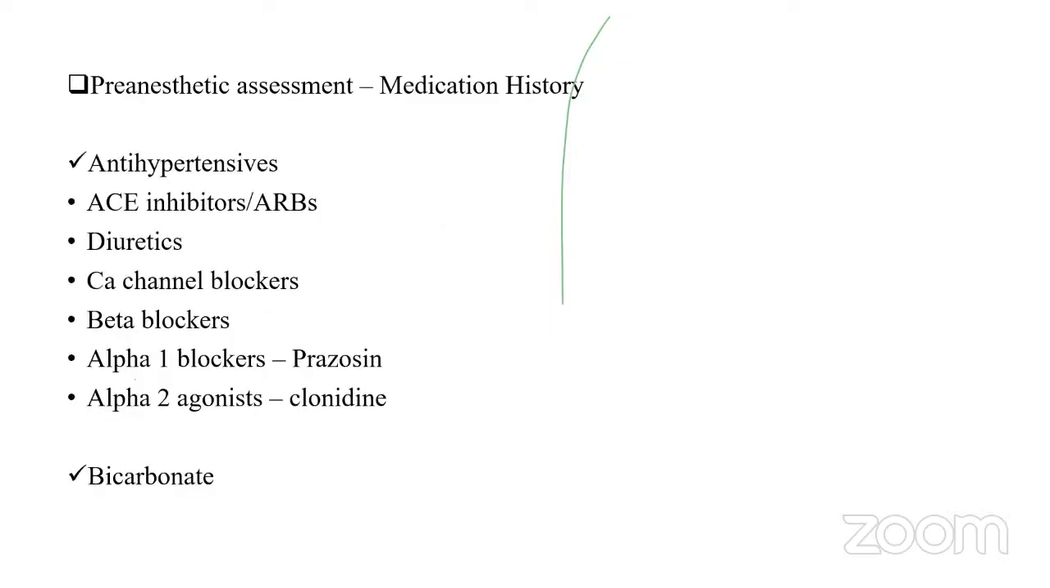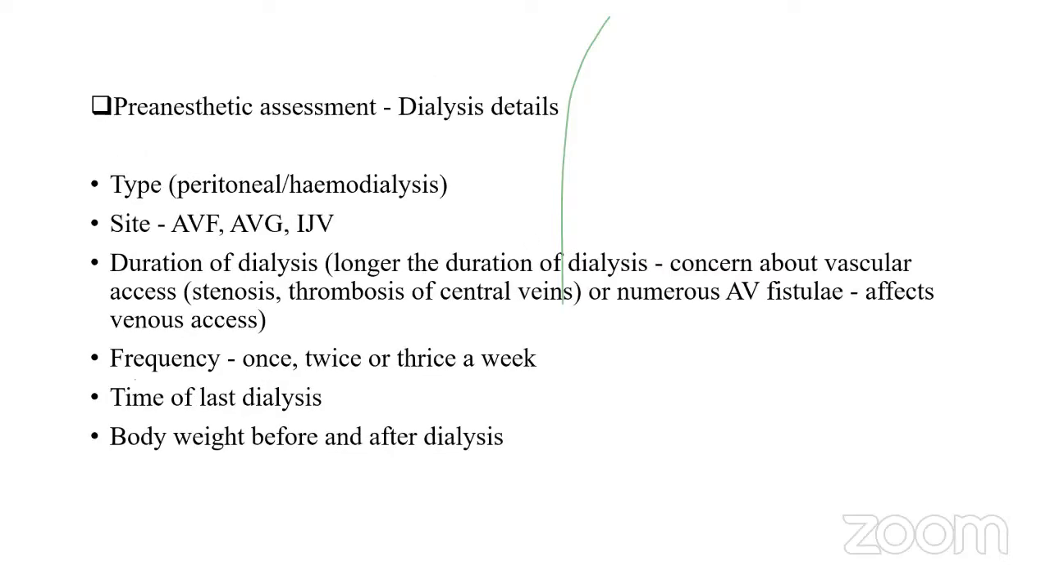Medication history. We should ask for antihypertensives. These patients are usually on ACE inhibitors, diuretics, calcium channel blockers, beta blockers, alpha-1 blockers, and alpha-2 blockers. And we should ask for bicarbonate dose. Dialysis details: type of dialysis, whether it is peritoneal or hemodialysis, and site: AV fistula, AV graft, or internal jugular vein.